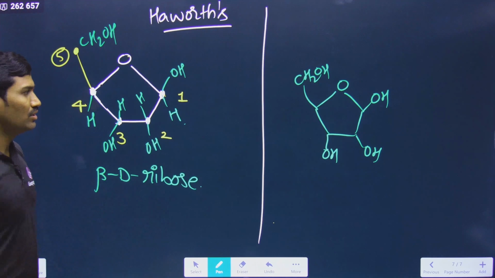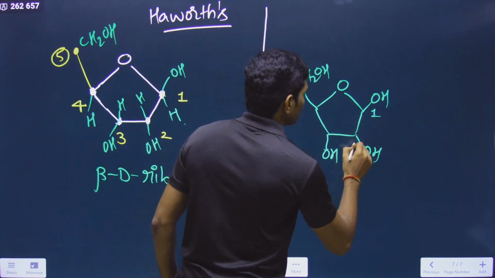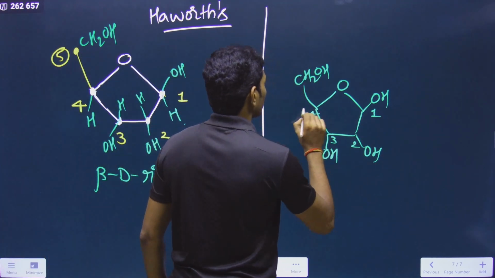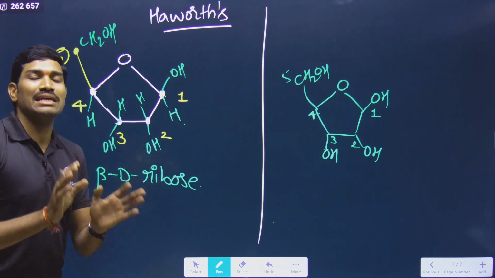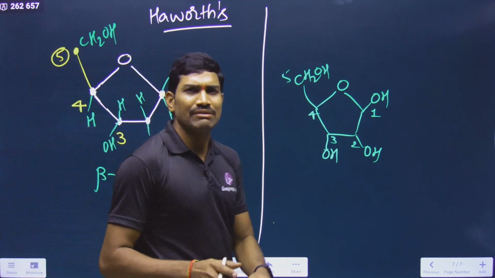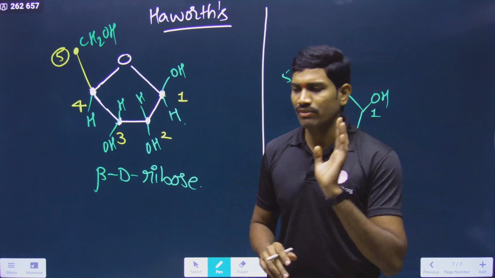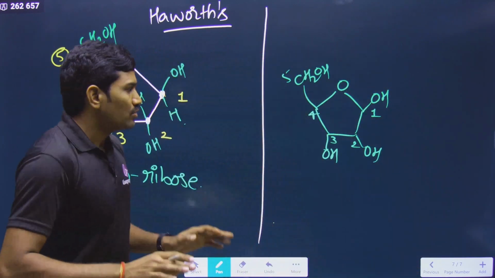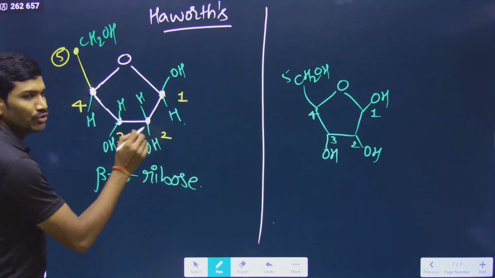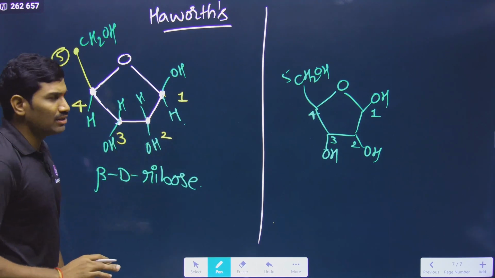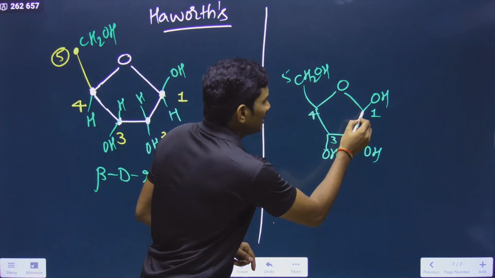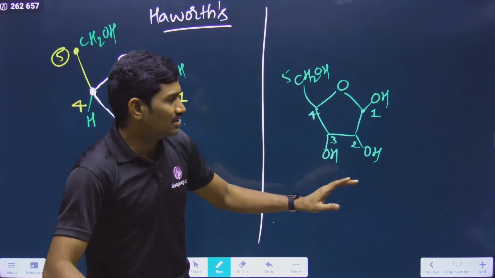Clear? Yes or no? So this is the first carbon, second carbon, third carbon, fourth carbon, this is the fifth carbon. Clear? And now what is the mistake done by not just students, even many teachers are also teaching it in a wrong way. So please observe this carefully. If you don't want to write hydrogen, what you need to do? Simply leave it like this.